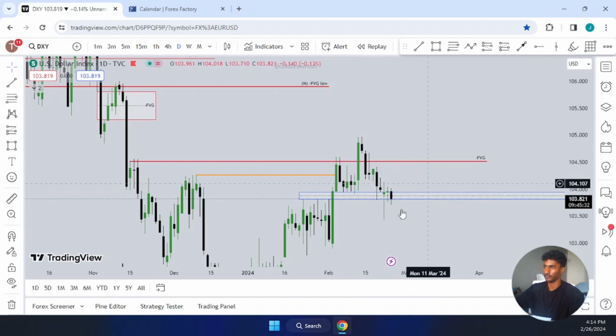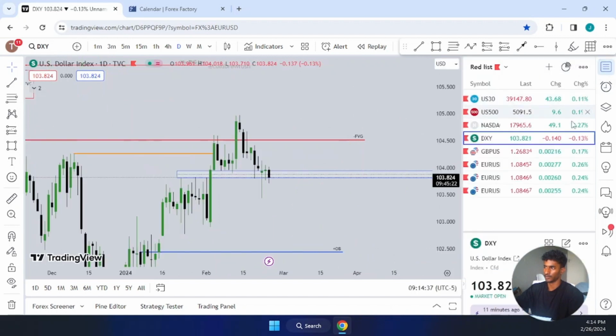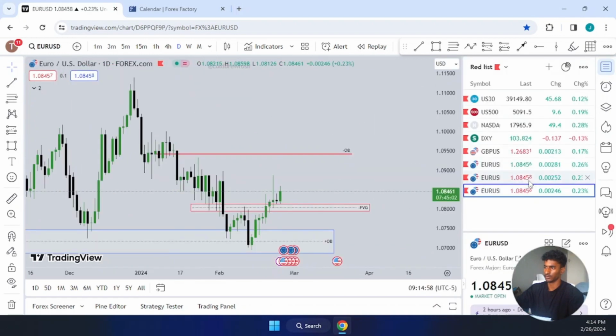So if my DXY analysis and Euro analysis are on the right side, they're in confluence, then I look for high probability trades.